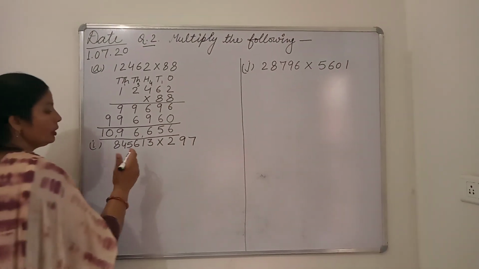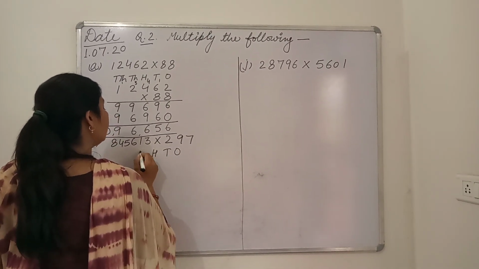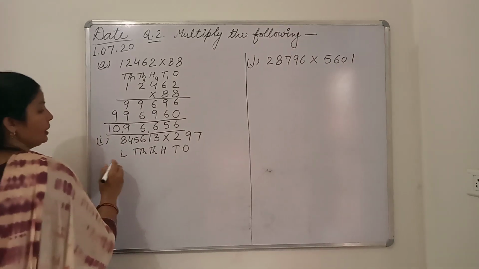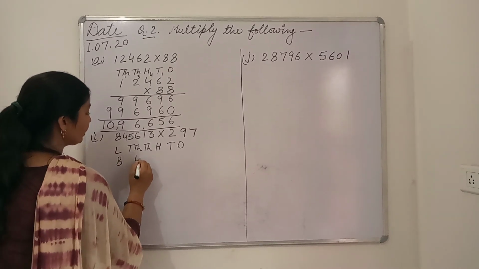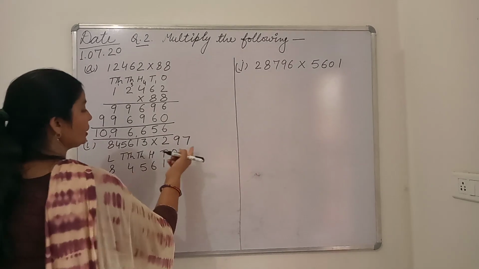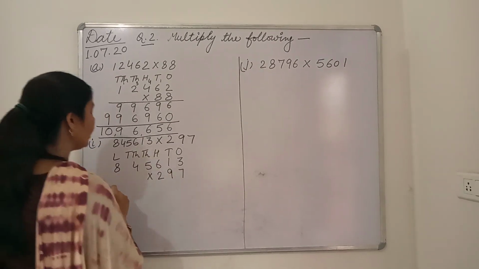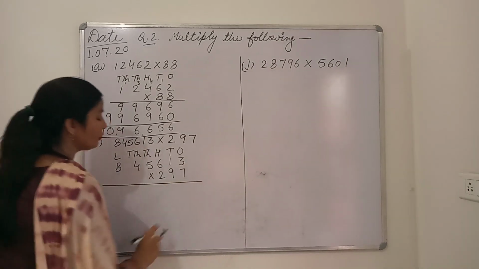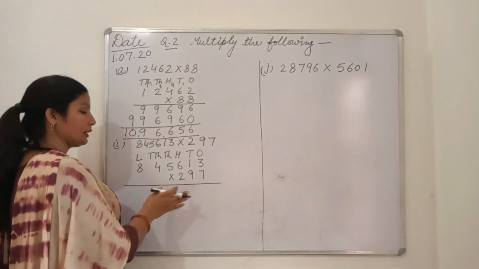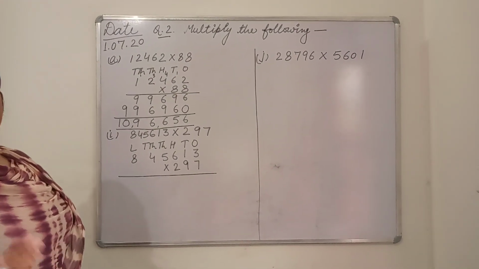Okay. So now again we should put in columns. Ones, tens, hundred, thousand, 10,000 and lakhs. 8 lakhs, 45,613 multiplied by 297. Okay. Now the same process will follow here also. Multiply by ones column, then multiply by tens, then multiply by 100. How many digits are there? By all this we have to multiply, and in the last then we will do plus.